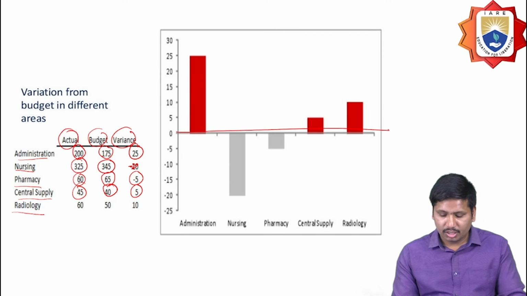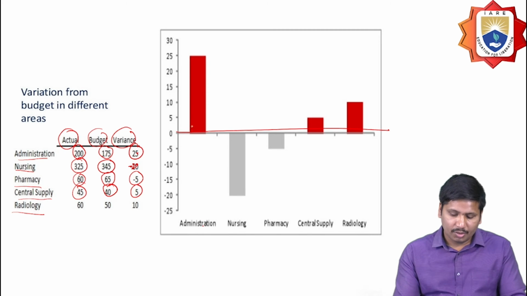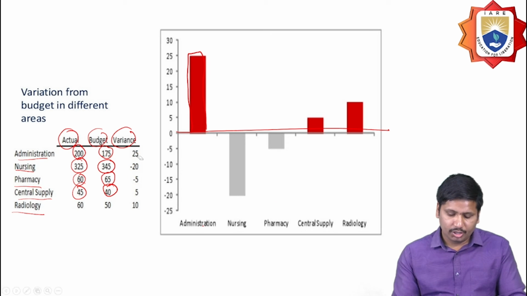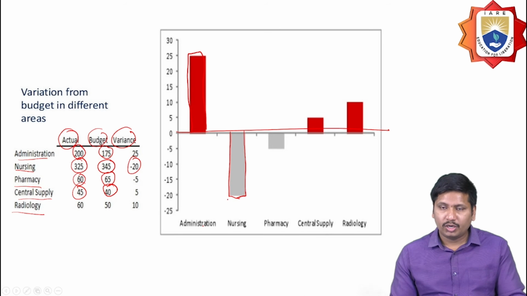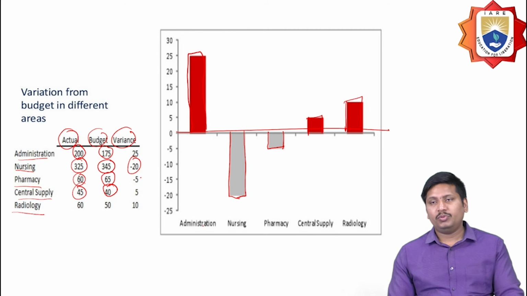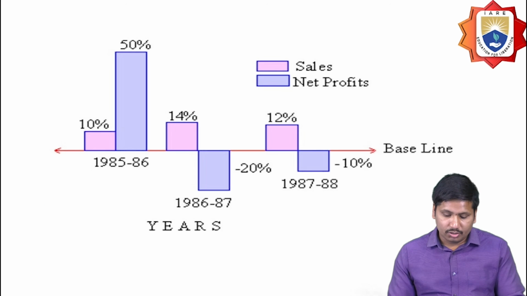So this I can represent. This is the baseline. For administration, the variance is 25, so I write it in the upward direction from the baseline. For nursing, the variance is minus 20, decreasing, so I draw the bar in the downward direction. Pharmacy again 5, central plus 5, so I write in the upward direction. And radiology 10. Like this I can draw this deviation bar chart.